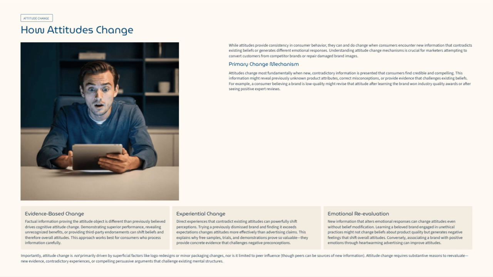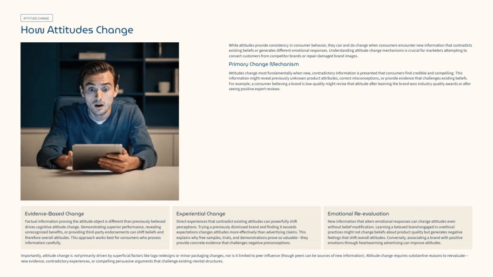For example, learning that a beloved brand engaged in unethical practices might not change what you believe about the product's quality, but it can generate negative feelings that shift your overall attitude. Conversely, associating a brand with positive emotions through heartfelt advertising can improve your attitude toward it. This brings us to emotional reevaluation.